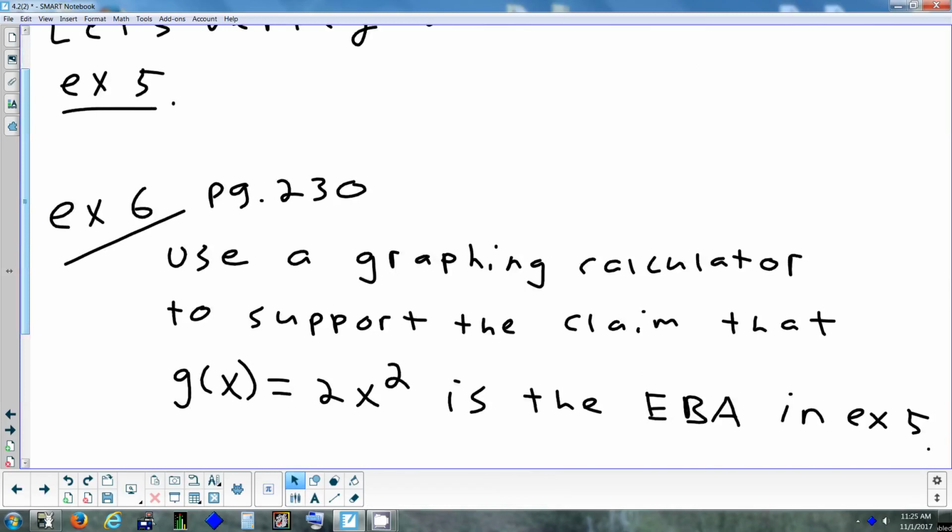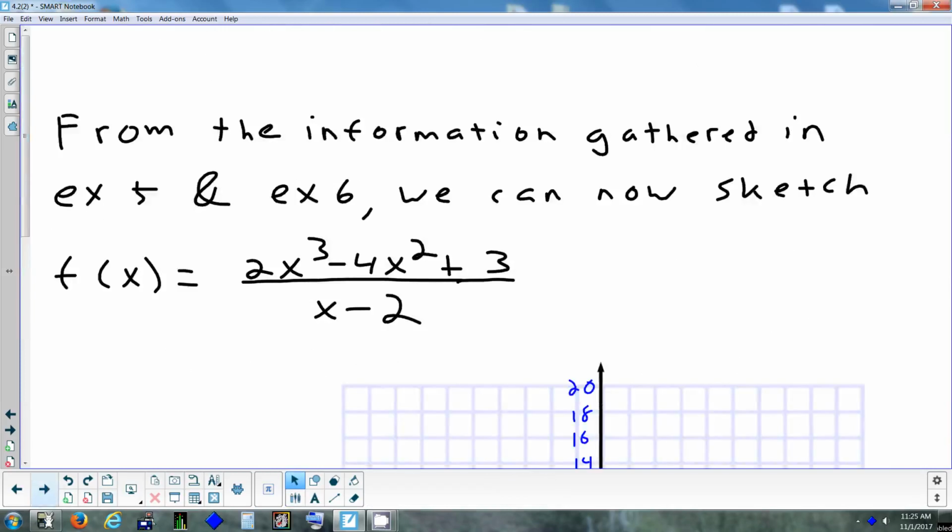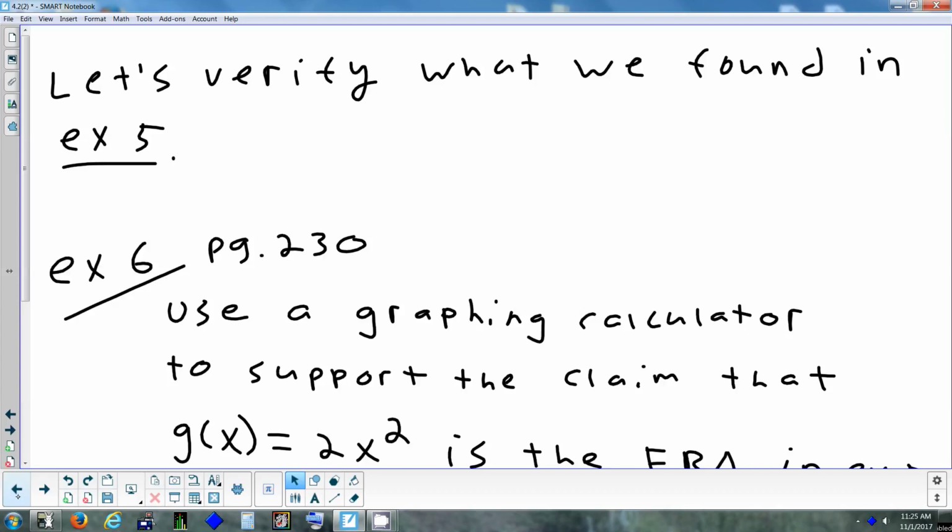All right, so let's type in what we had in example 5. So we have 2x cubed. Actually, I think it's on the next page. 2x cubed minus 4x squared plus 3.